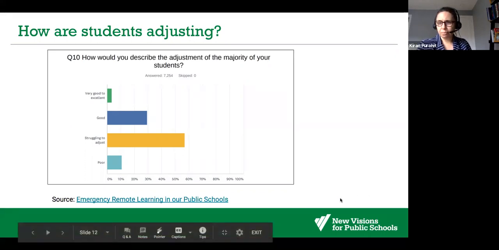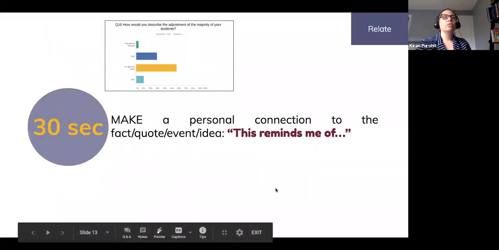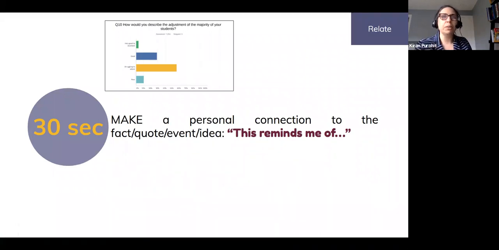So we're going to unpack this response data just a little bit. The first thing is I'm going to give everybody 30 seconds of independent think time to look at that graph, which is a little smaller now so that you could be sure to see the prompt below it, and think, how would you describe the adjustment of the majority of your students? You're just going to think about that graph and think, what does it remind you of? What does this graph make you think of? So just think to yourself for about 30 seconds.